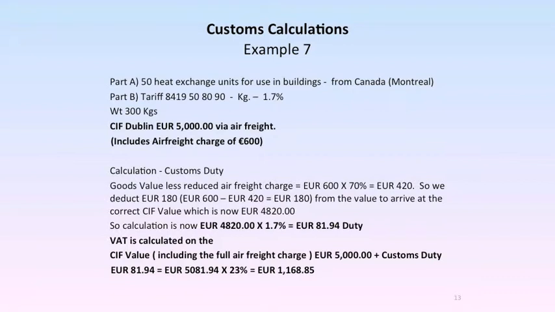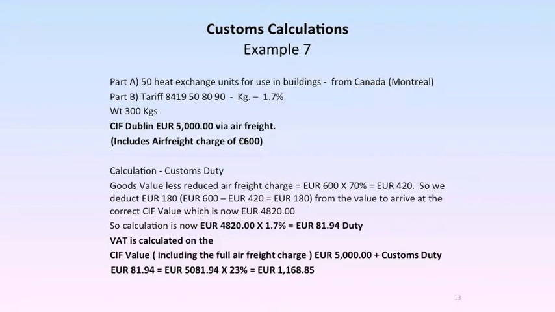So the calculation for customs duty is the goods value of €5,000 less the reduced air freight charge. So the full air freight cost is €600 multiplied by 70%, and this gives us €420. So we now deduct €180 from €5,000, and this gives us a CIF value of €4,820. So to work out the duty, we multiply €4,820 by 1.7%, and this gives us a duty amount of €81.94.